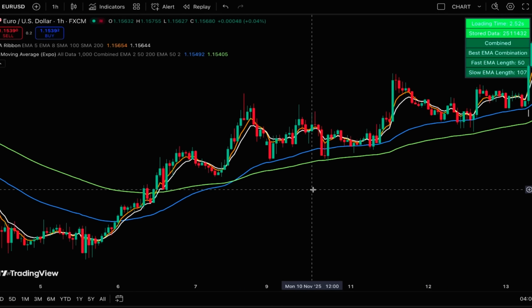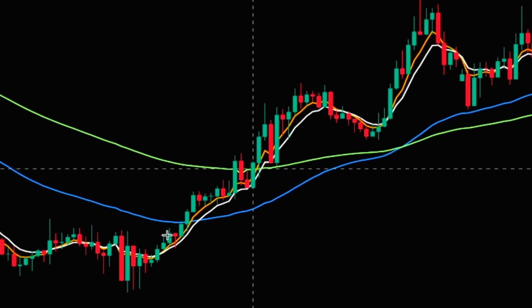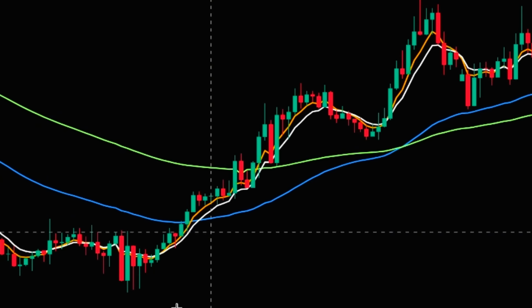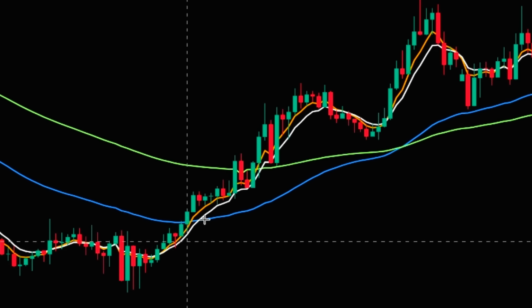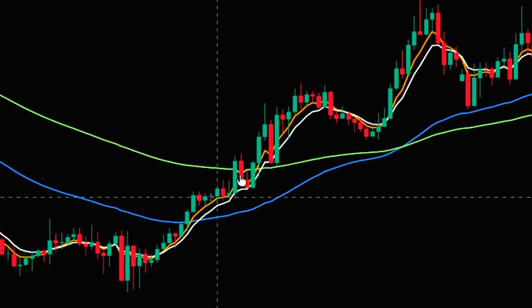First, I explain a long position setup, and then I will explain a short position setup. For a long position setup, we wait for a situation like this, where the price crosses above the blue EMA, which has shorter length, and then it crosses above the green EMA.